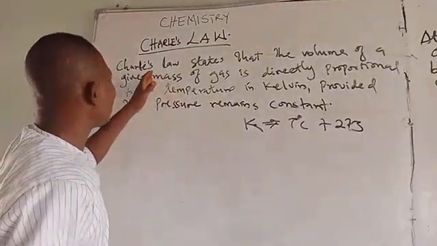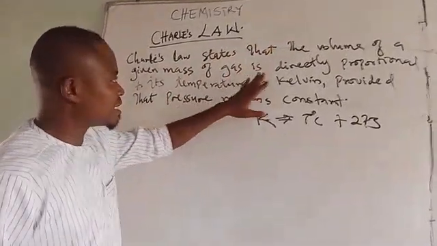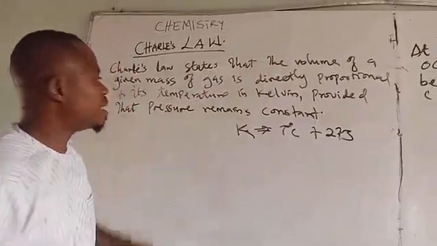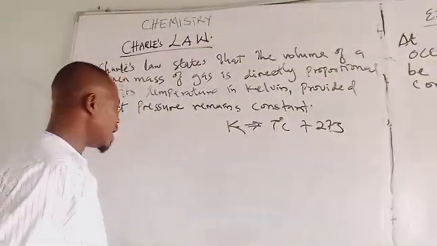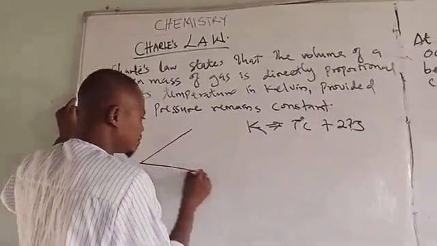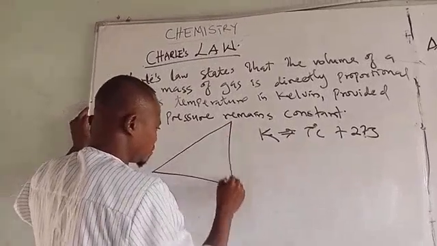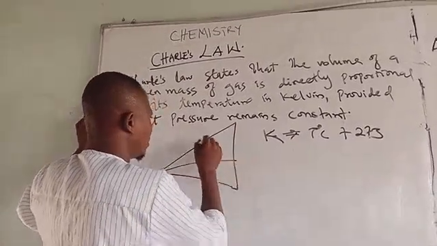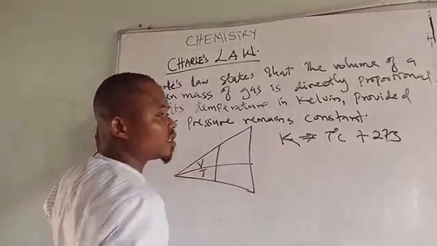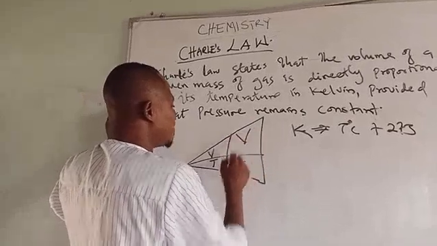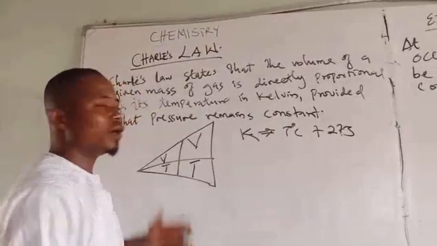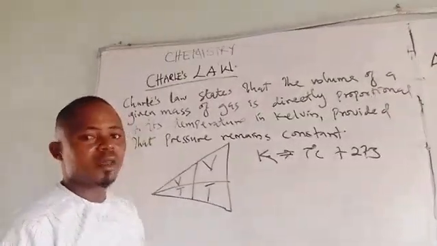Alright. So they say that the volume of a given mass of gas is directly proportional to its temperature in Kelvin, provided the pressure remains constant. Now, what that means is, anytime you have a triangle like this, if you have a small volume, it means the temperature is small. If you have a bigger volume, it means the temperature will also increase and become bigger. So the bigger the temperature, the bigger the volume. The smaller the temperature, the smaller the volume.